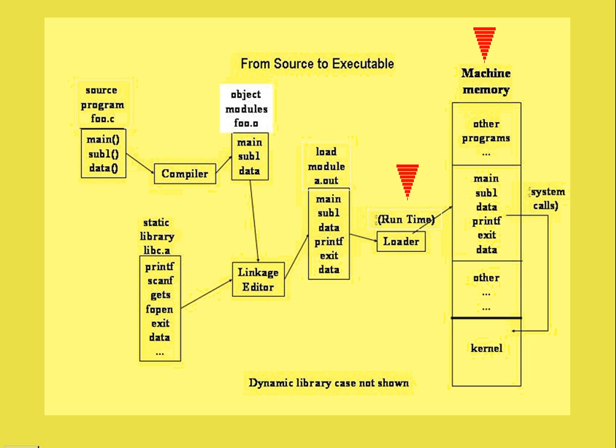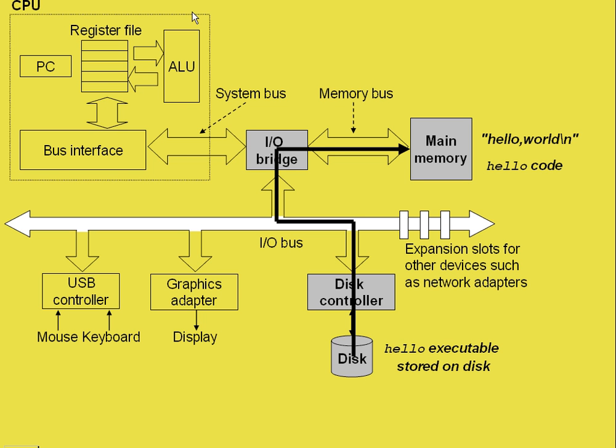Once the executable file is available, the loader takes the responsibility of loading our program into the freely available part of the memory, that is RAM, and then it starts executing our program. For the sake of completeness, we have this figure. Here we have shown a disk where the executable file hello is available. Whenever we start that program, via the disk controller, it will be loaded into main memory and then executed.